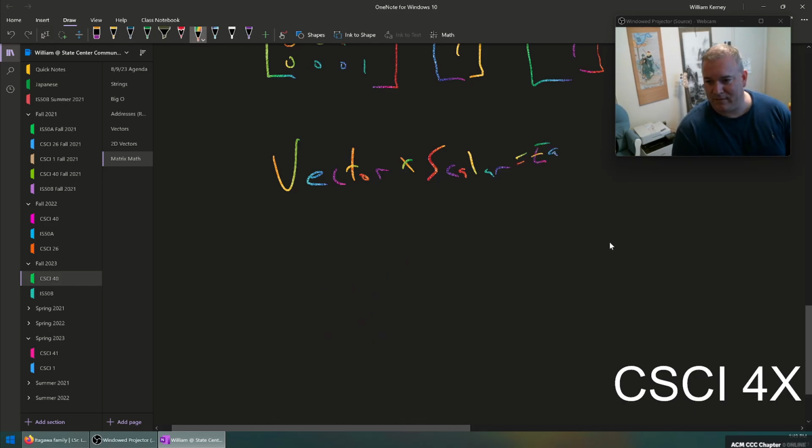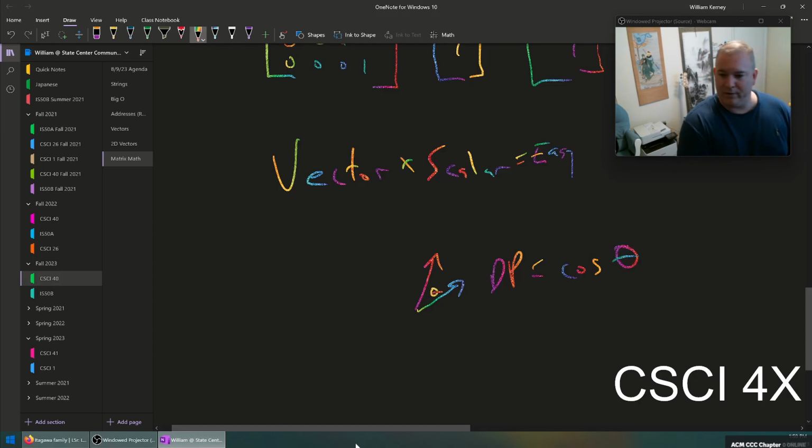Let's start out easy. What about dot product? We've been doing dot product with normalized vectors, right? If you have a normalized vector here and a normalized vector here, the dot product of it is equal to the cosine of the angle between them. And so we use dot product very commonly to tell if two things are looking the same way.